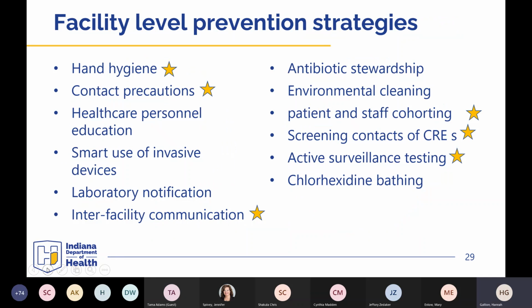Lastly, we will move into some prevention strategies that facilities can use. There are a lot listed here on this slide, but today I'm going to specifically touch on those with a yellow star next to it.